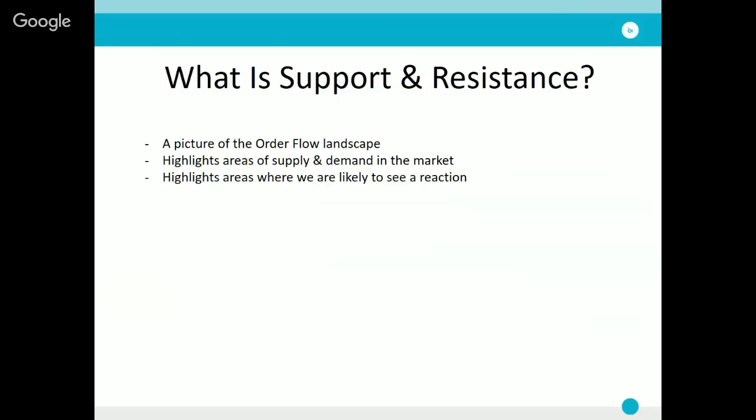Support and resistance levels identify areas where we can potentially get involved, looking to buy price where there is good demand and looking to sell price where there is good supply. So let's look at some examples of this and talk through.